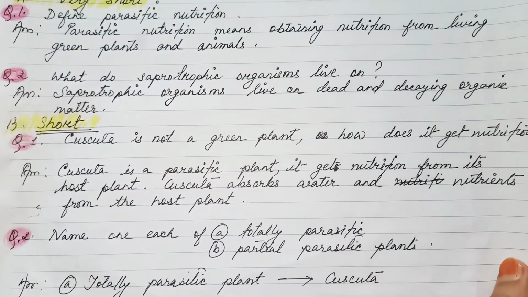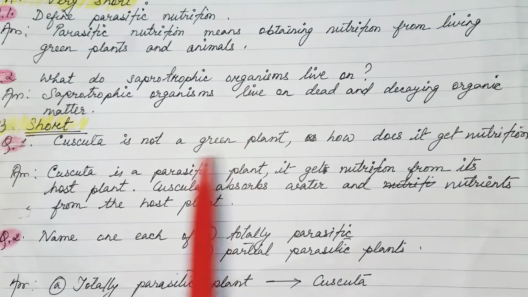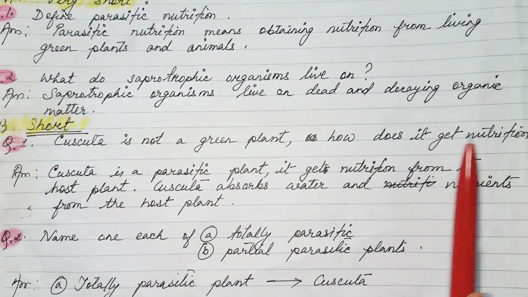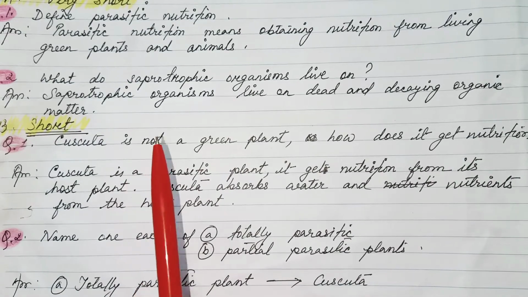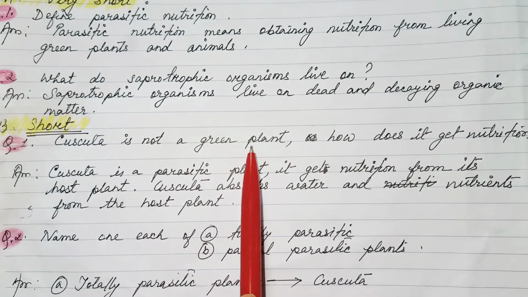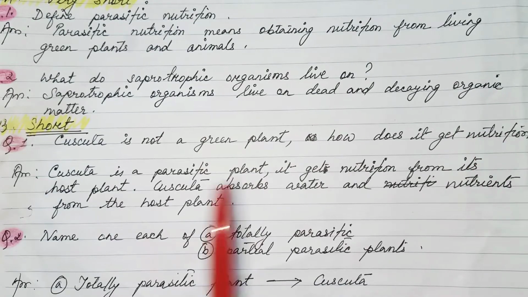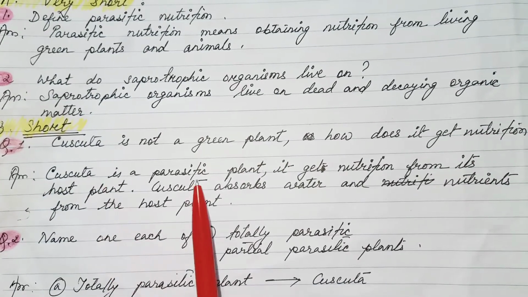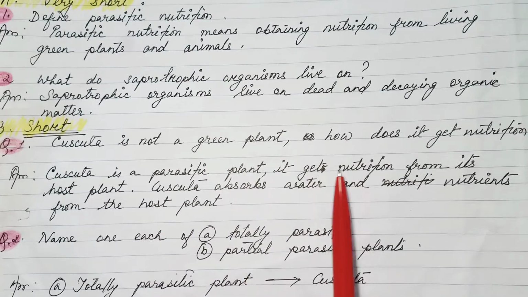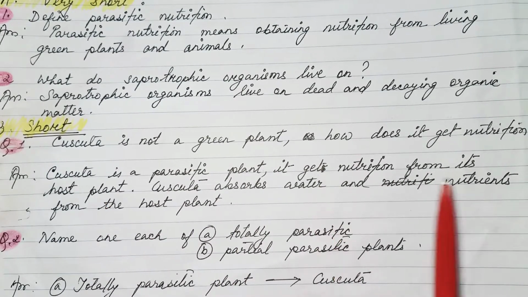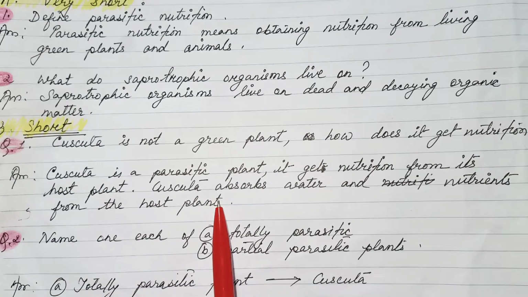Then in B, short answer type questions. The first question is: Cuscuta is not a green plant. How does it get nutrition? Here the question is asking, Cuscuta is not a green plant, but how does it get its nutrition? How can it get its food? So the answer is that Cuscuta is a parasitic plant. It gets nutrition from its host plant. Cuscuta absorbs water and nutrients from the host plant.